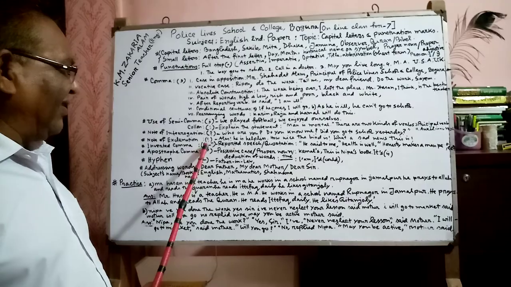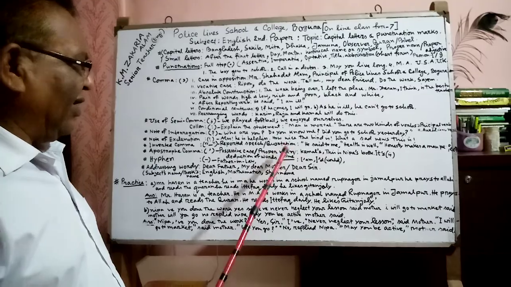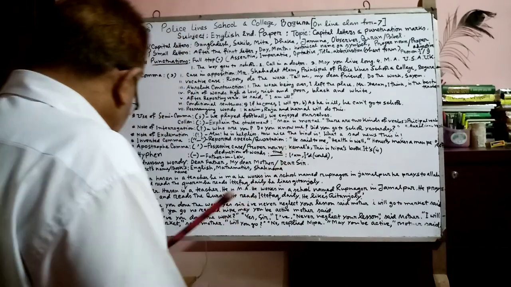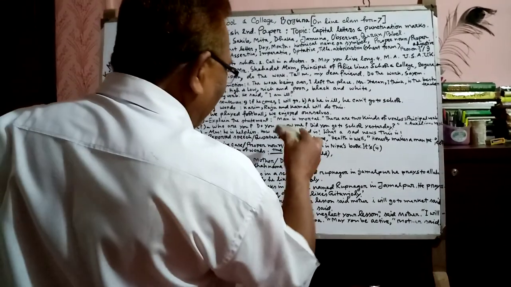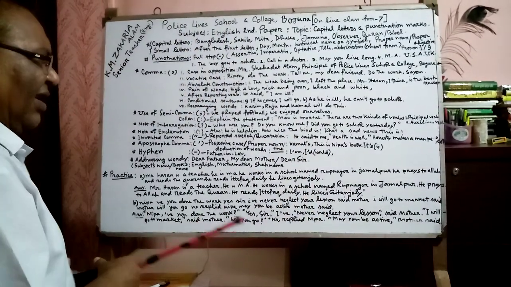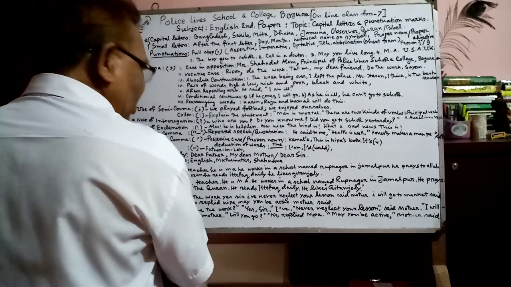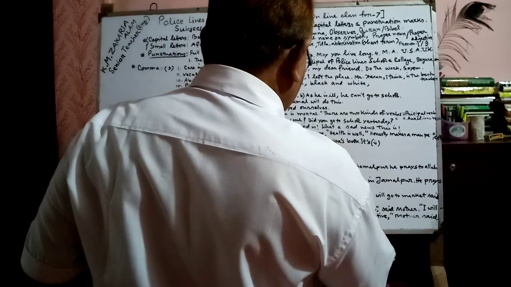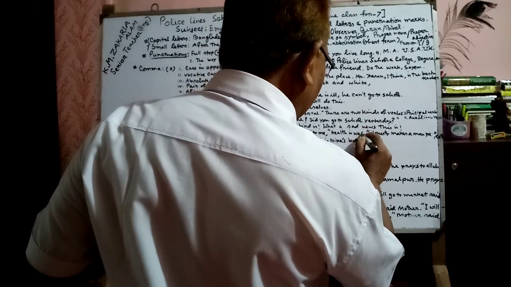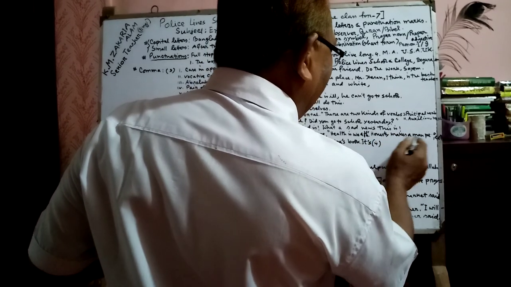Inverted comma, this is the symbol or mark of inverted comma. Reported speech or quotation. Dear students, please follow. He said to me, health is wealth. He said to me, this is the reporting verb, health is wealth, this is reported speech. Honesty makes a man perfect.